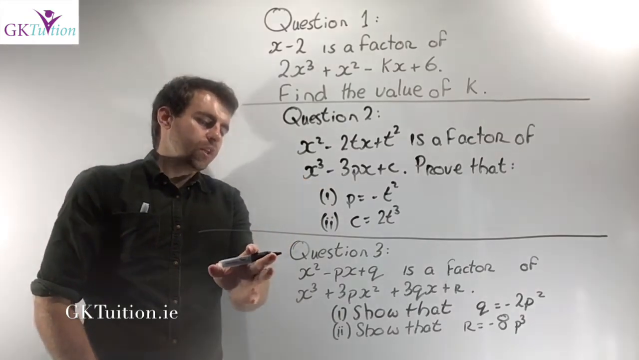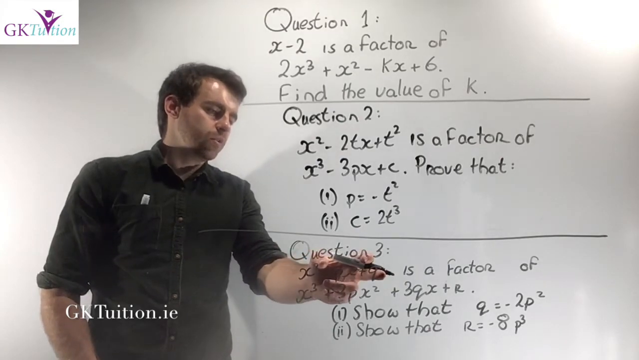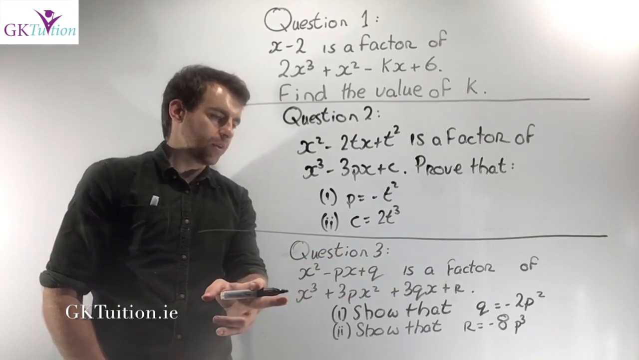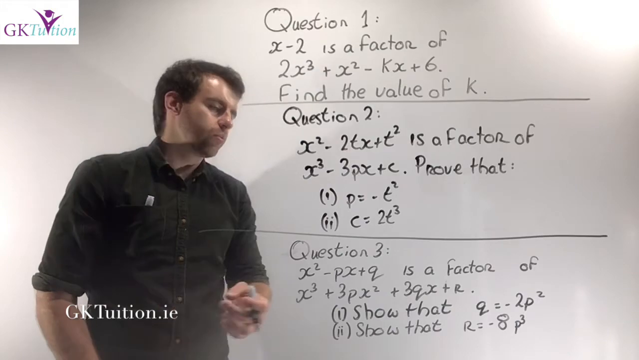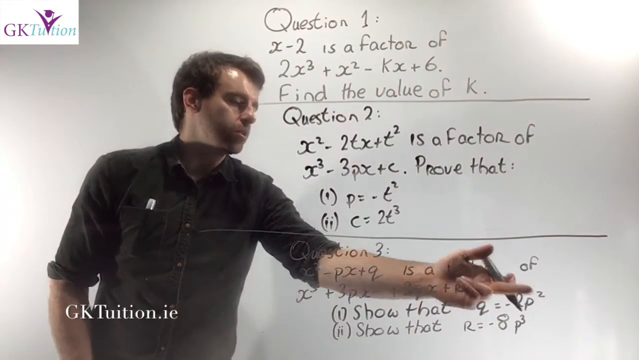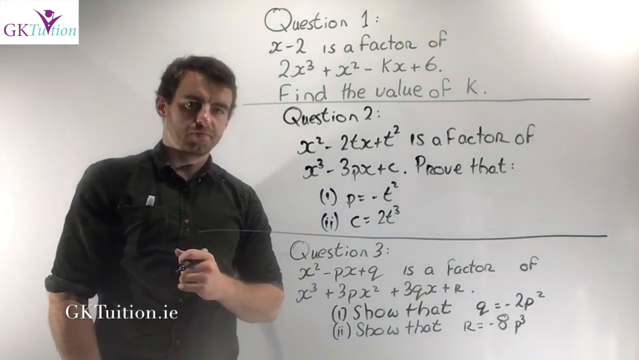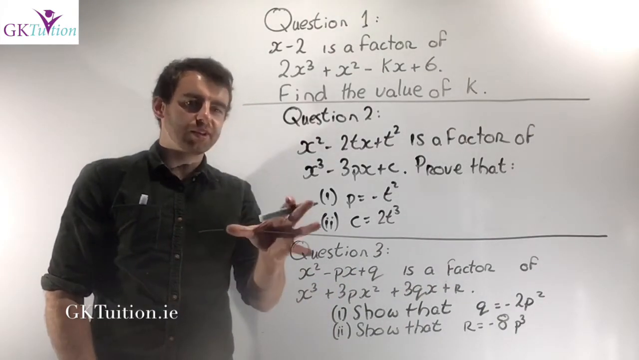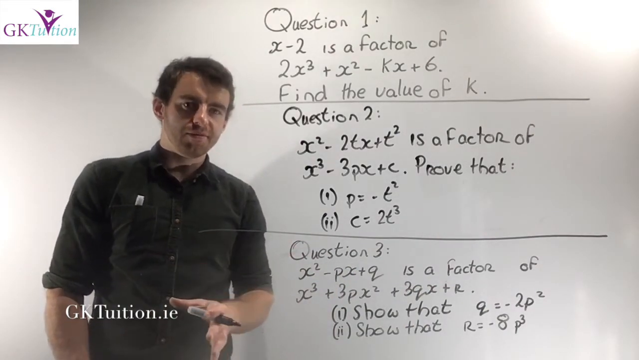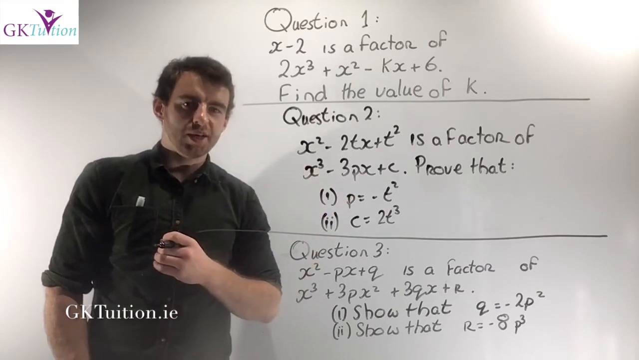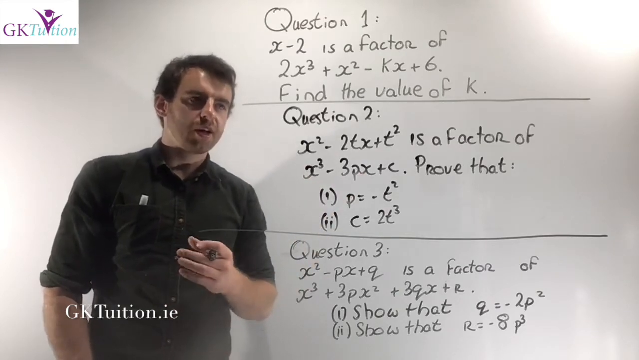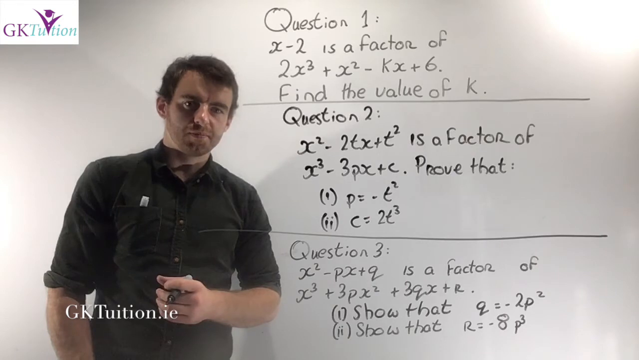In question 3, we have x squared minus px plus q is a factor of this cubic, and with that in mind, we're asked to show that q is equal to minus 2p squared and r is equal to minus 8p cubed. So I want you to pause the video and take these down, try them yourself, and then there's one more on the next page. When you've done questions 1 to 4, compare it to my solutions.